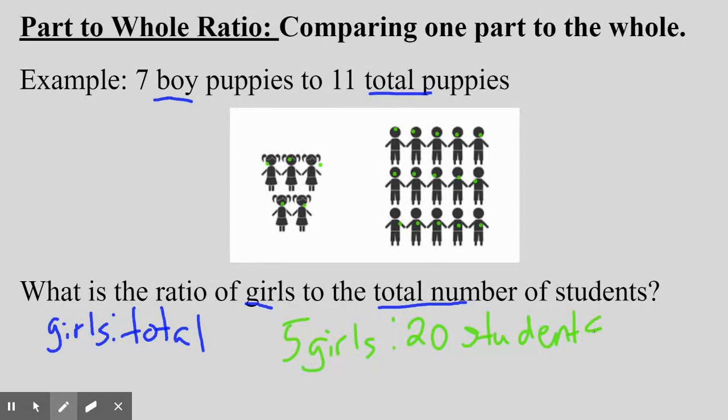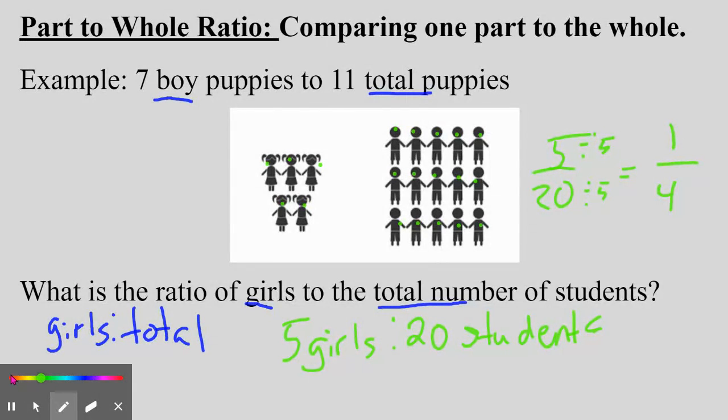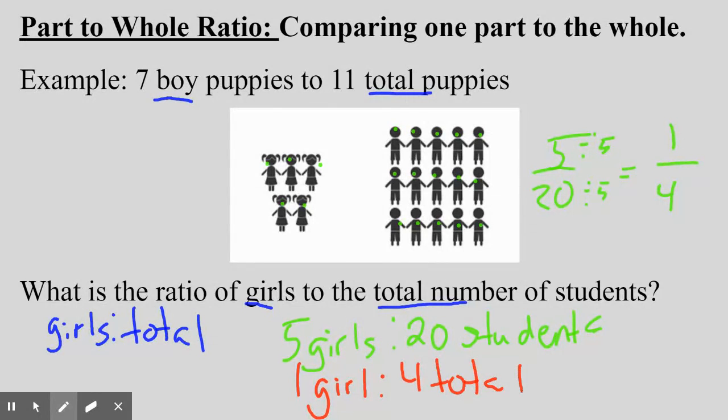Now, I know looking at this, if I rewrite this as a fraction, I get 5 over 20. And I know this can be simplified with my greatest common factor being 5. So 5 divided by 5 gives me 1. 20 divided by 5 gives me 4. So I'm going to rewrite my final answer as, for every one girl, there are 4 total students. And I should have written total there earlier, so that's my bad. So 4 total students. And that would be my final answer.